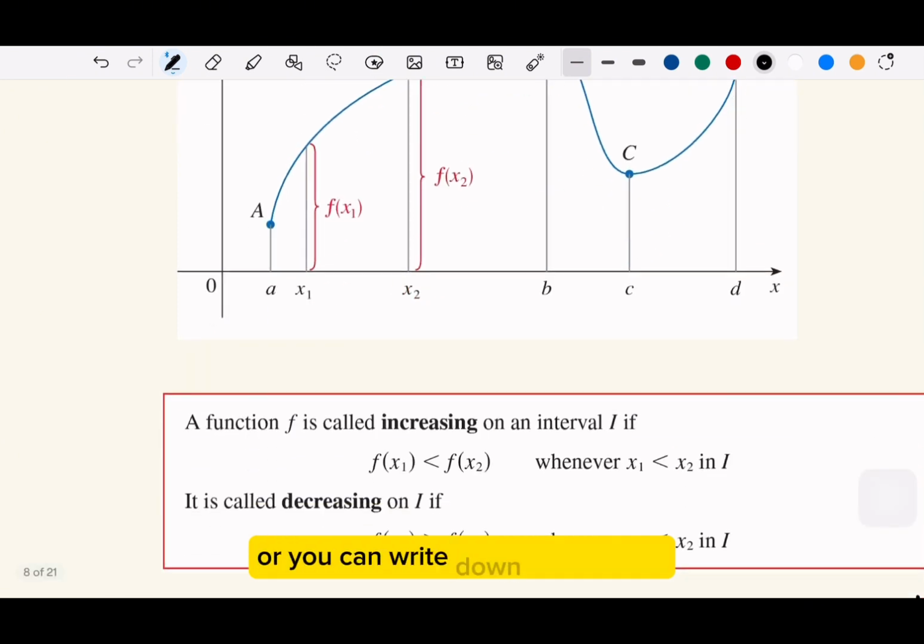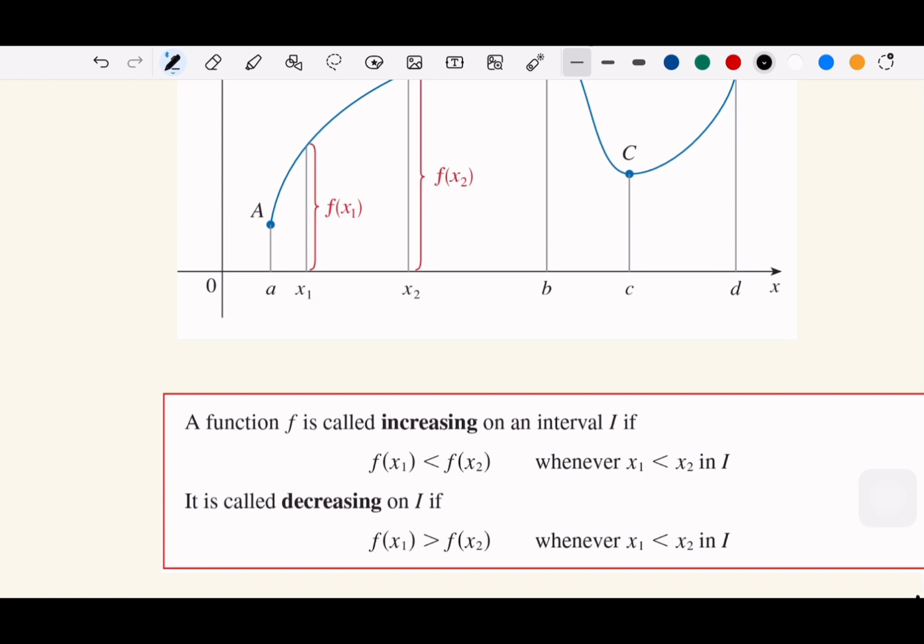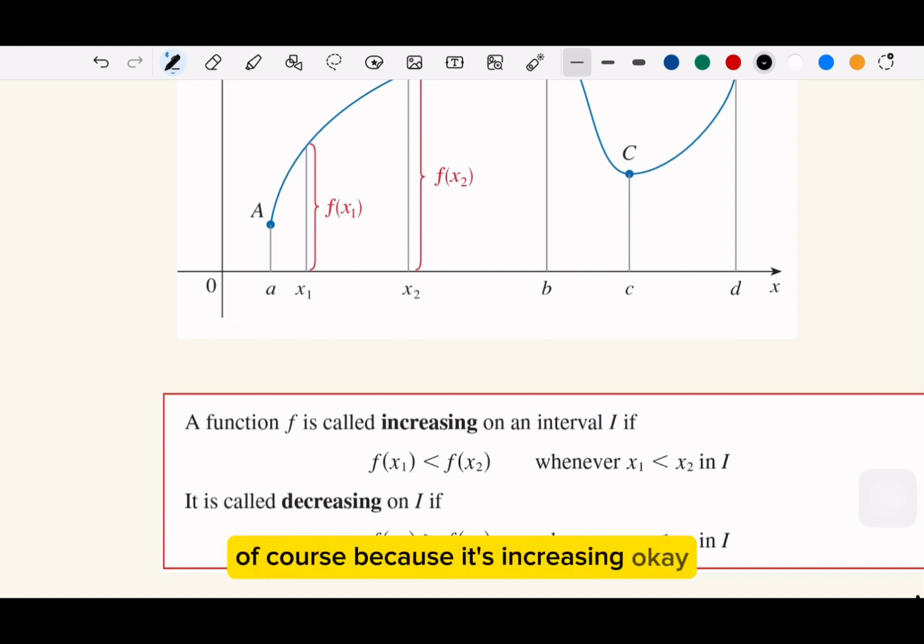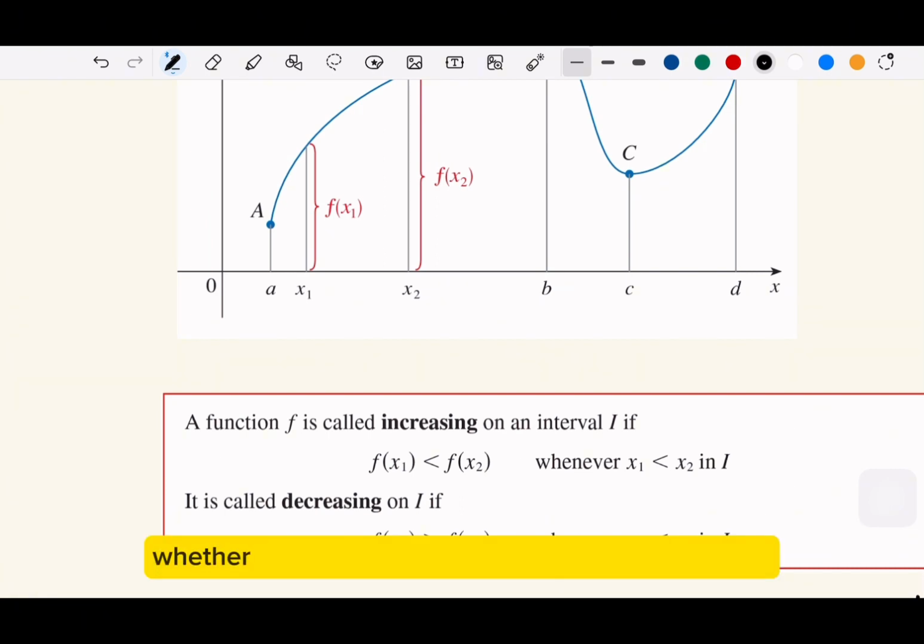You can also write down some notes: it's called an increasing function if f of x1 is less than f of x2 whenever x1 is less than x2. And f of x1 is greater than f of x2 whenever x1 is less than x2, then we call this decreasing; the other is increasing. Later we are going to discuss more on this graph and sketching a graph, I think in chapter 4.